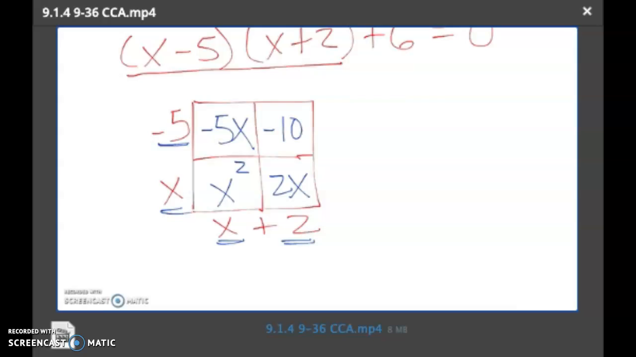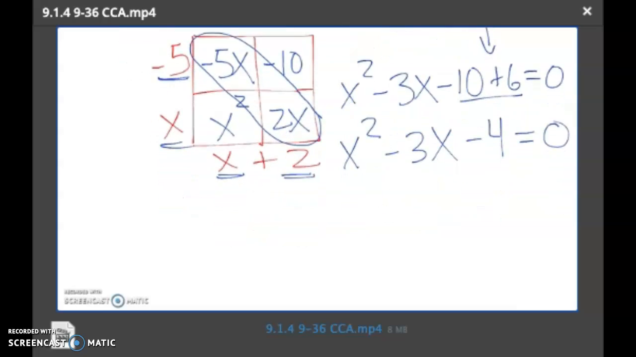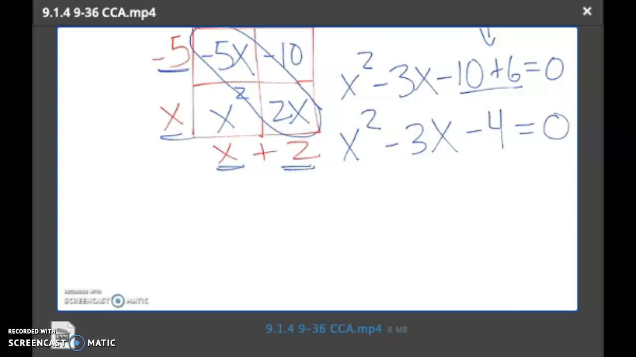So writing that out, I have an x squared tile. Combining these x's, negative 5x and positive 2x gives me negative 3x. And then I have negative 10 ones. And then I'm going to add in these 6 ones and set that equal to 0. So now I get x squared minus 3x minus 4, when I combine the negative 10 and the 6, equal to 0.